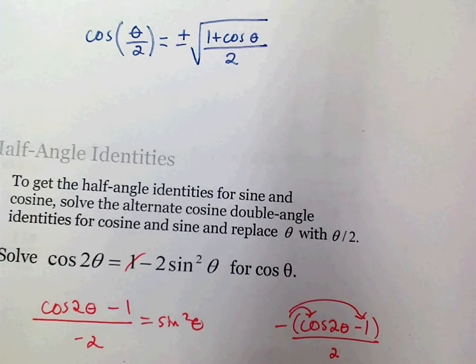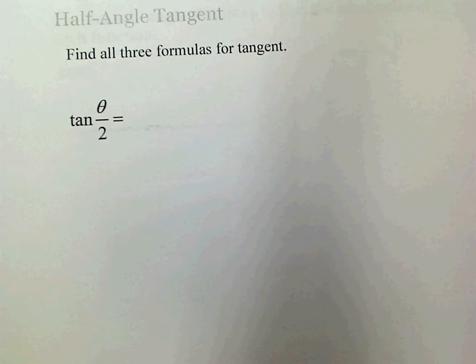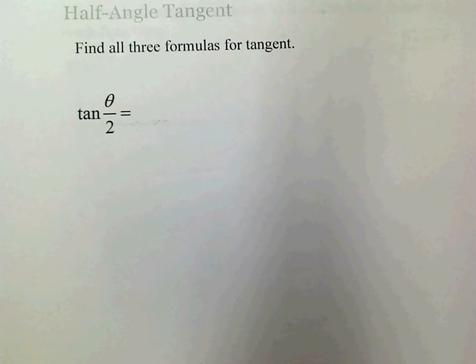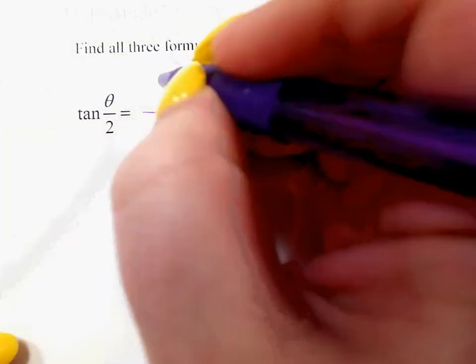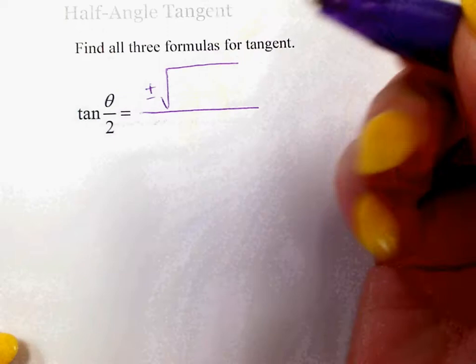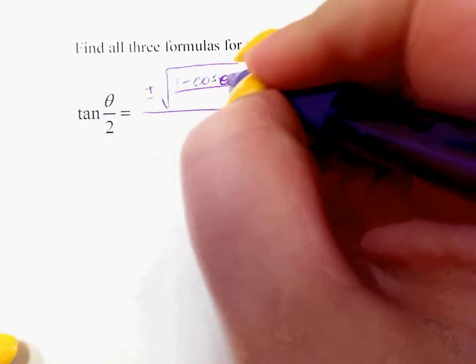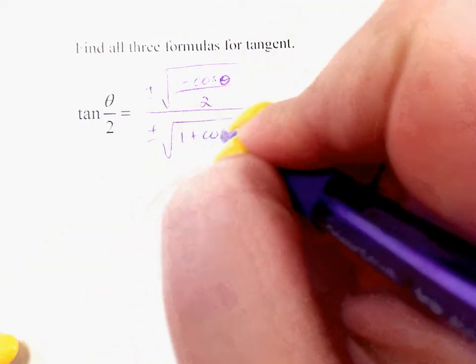Then, we'll talk about tangent. So for tangent, one of the obvious choices is to just do sine divided by cosine. So let's go ahead and do that. So the sine is plus and minus the square root of 1 minus cosine of theta divided by 2 over plus and minus the square root of 1 plus cosine of theta divided by 2.